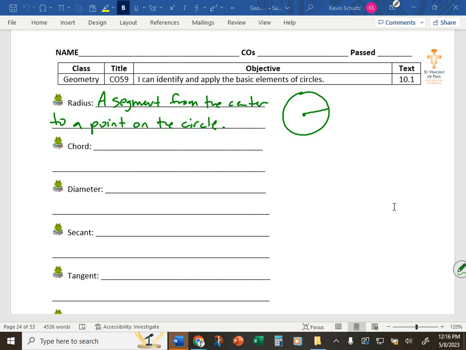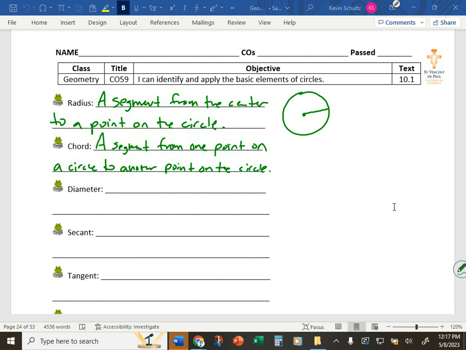Okay. A chord. Anyone know what a chord of a circle is? Like the distance around it. That's the circumference. Good try. A chord in a circle is a segment from one point on a circle to another point on the circle. A chord is a segment from one point on a circle to another point on the circle.